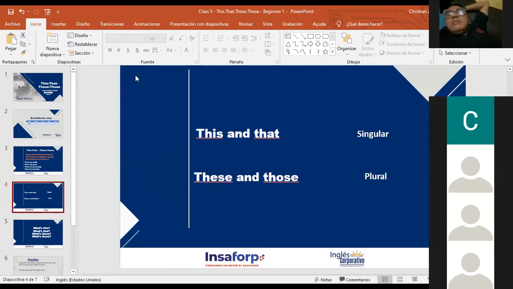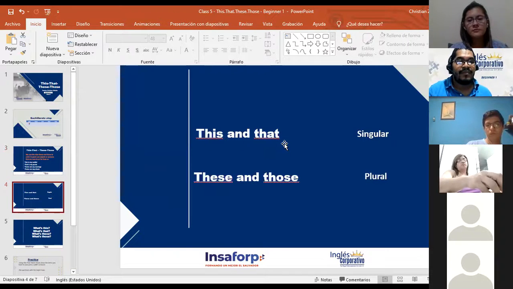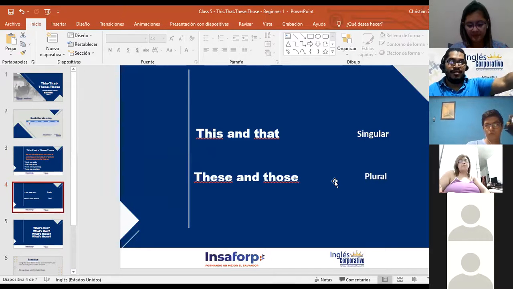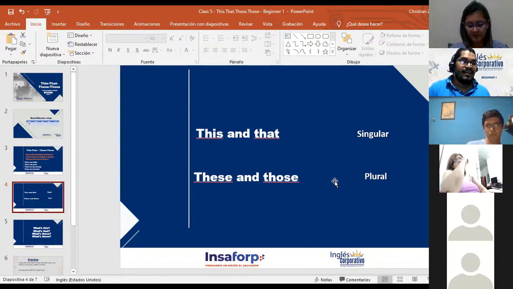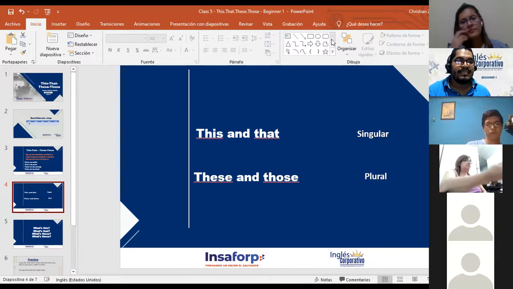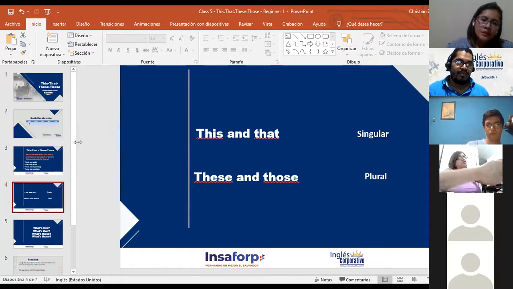So, this is something that you have to remember. This and that, we're going to use for singular only. And these and those, we're going to use for plural. Okay? As in the example I gave, this is my cell phone. That is my purse, for example. But let's say these are my shoes and those are my notebooks, okay? So this is something you have to remember. This and that is for singular and these and those are for plural, okay?